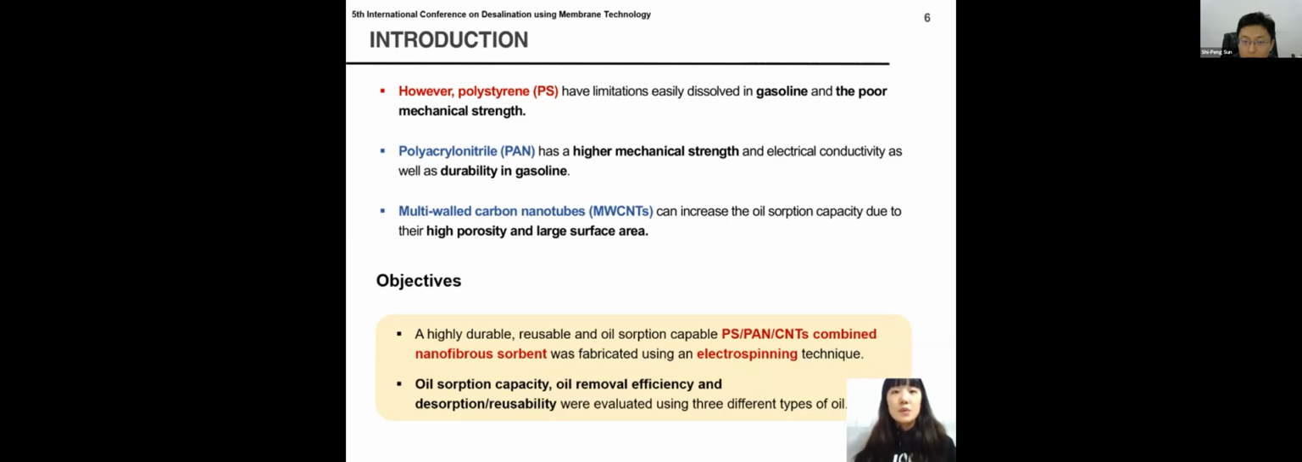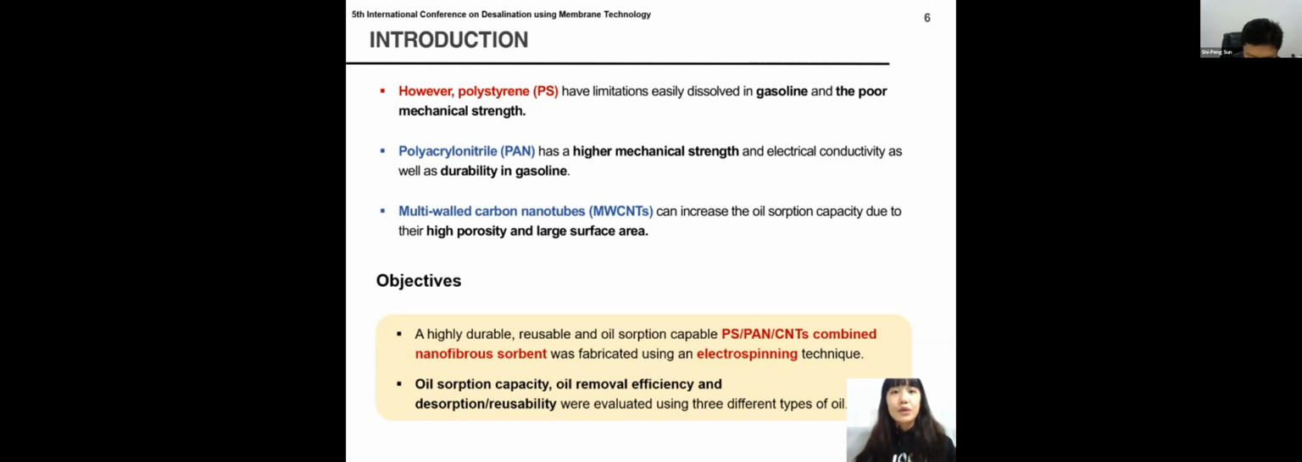On the other hand, polyacrylonitrile has high mechanical strength and electrical conductivity as well as durability to gasoline. Also, multi-wall carbon nanotube has shown a remarkable oil sorption capacity due to high porosity and surface area. Therefore, in this study, PS-PAN CNT combined nanofibrous sorbent was fabricated using an electrospinning technique to have high durability, reusability, and oil sorption capacity.